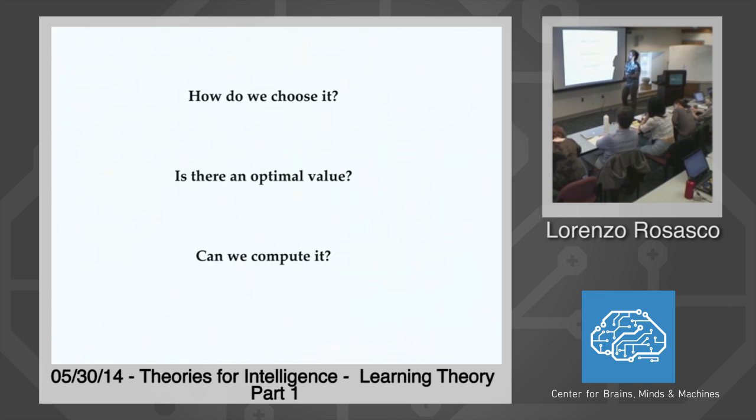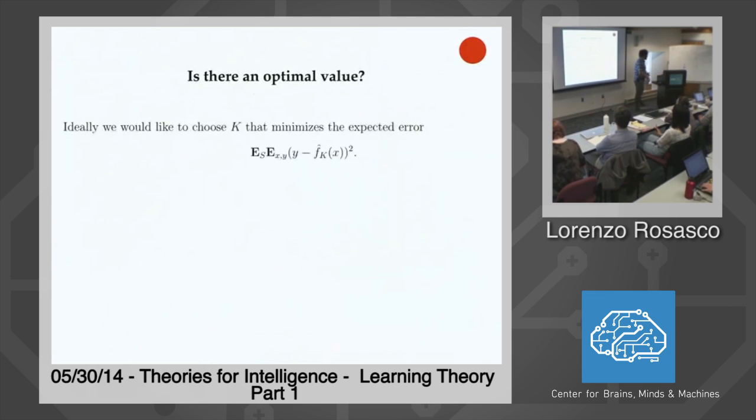Then if you're mathematically inclined, you can ask, is there actually an optimal value? Shall I just make it the bigger the better, or shall I actually choose it in a careful way? And if you're less mathematically inclined, perhaps you can ask, can I compute a good value in practice? If it exists, but I cannot compute it, maybe it's not that interesting.